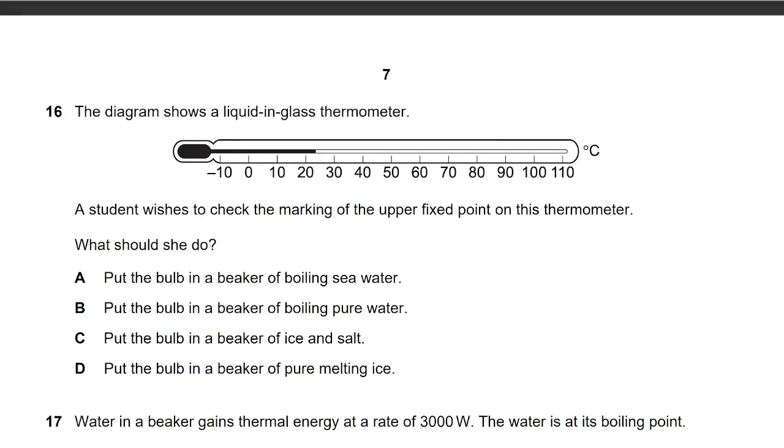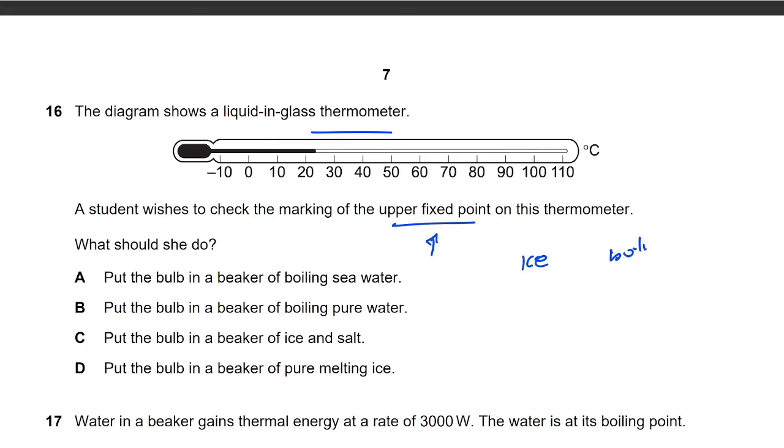Move on. I look at the thermometer. Stuff that comes into my mind, factors affecting thermometers: the bulb, the sensitivity, the capillary tube, stuff like that. Okay, it says the student wishes to check the marking of the upper fixed point. The upper fixed point and lower fixed point show the max and the least of a liquid. There is actually a test for this. There's one to put in ice and there's one to put in boiling water.